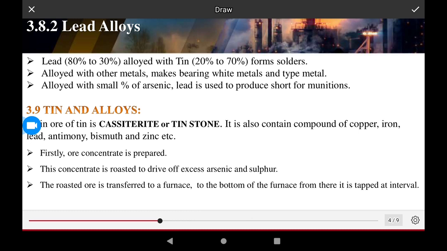Lead alloy, 80% to 30%, alloyed with tin 20% to 70%, forms solders. Alloyed with other metals, it makes bearings. White metals and type metal are alloyed with a small percentage of arsenic. Lead is used to produce salt from the mountains.